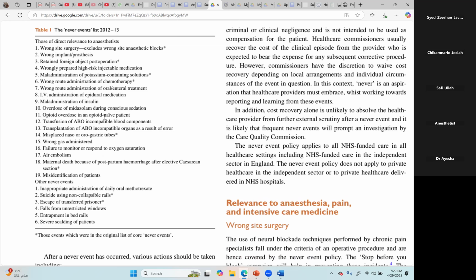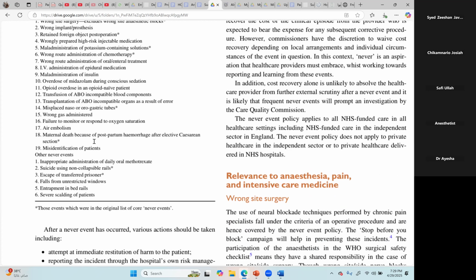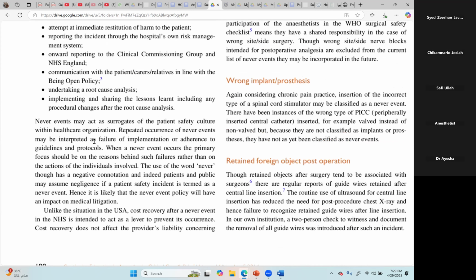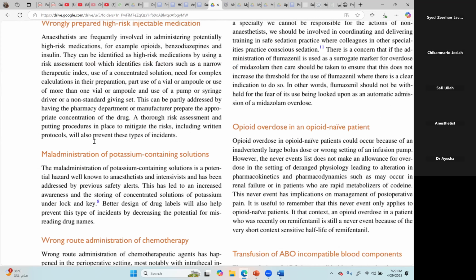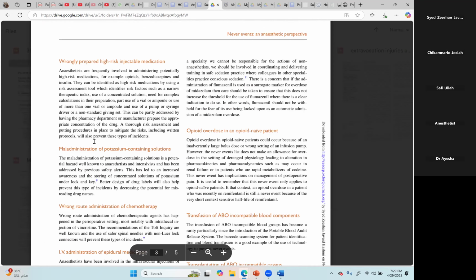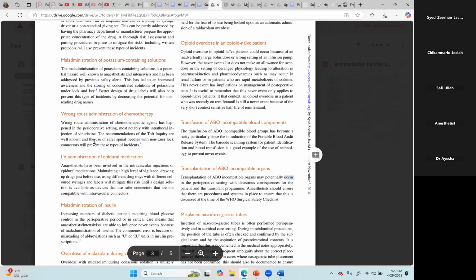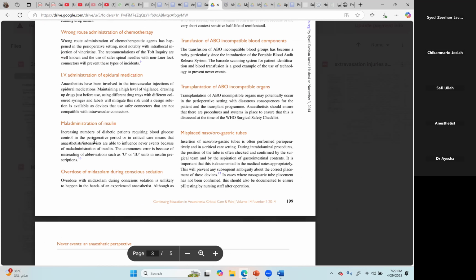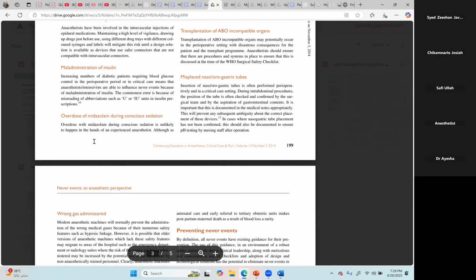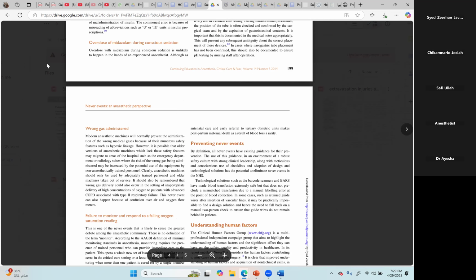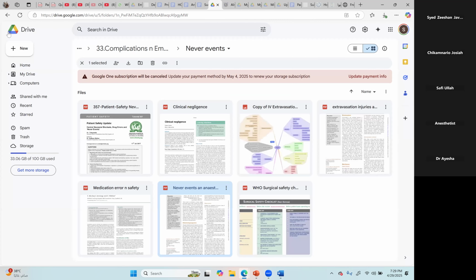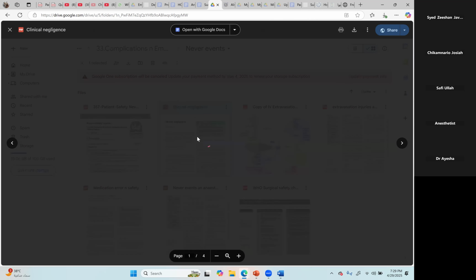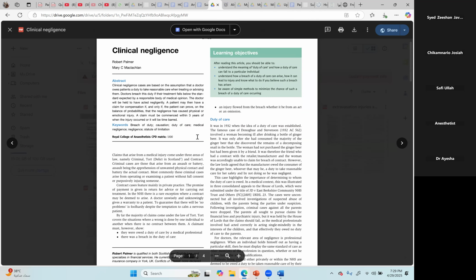Wrong blood administration and overdosage we have actually discussed. You can enhance the list of never events: misplaced nasogastric tube, maladministration of insulin, wrong drug administration. Anyway, this is a question which they can ask you, and you have to understand the gravity of this question. And there is something which is clinical negligence. This is, I think, something else.